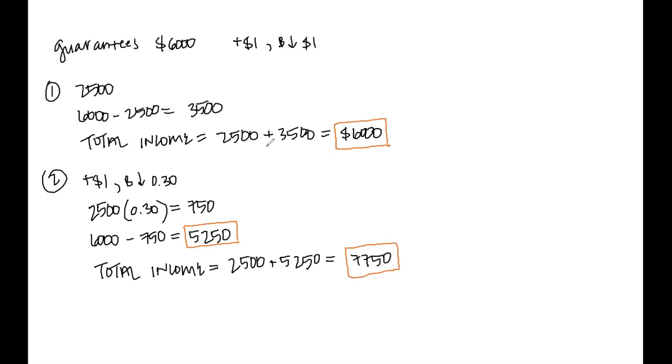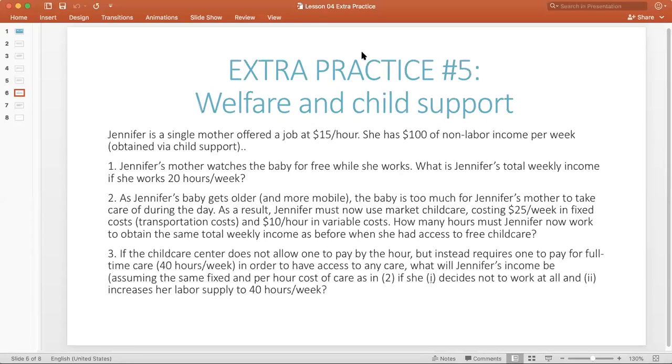So I think that was all of number 4. Yep. So we can move on to number 5. So welfare and child support. So we're back to some kind of, wait, have we done welfare yet? Maybe not. Anyway, welfare and child support.